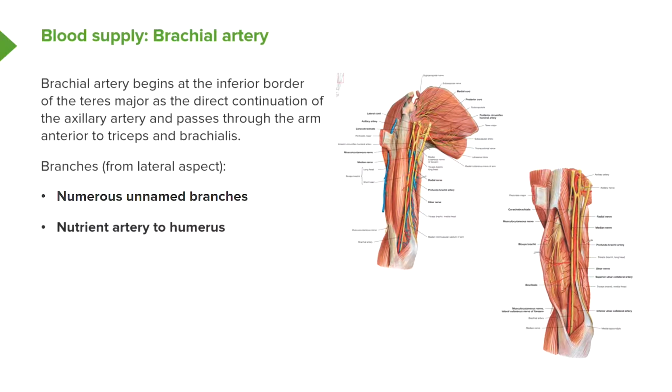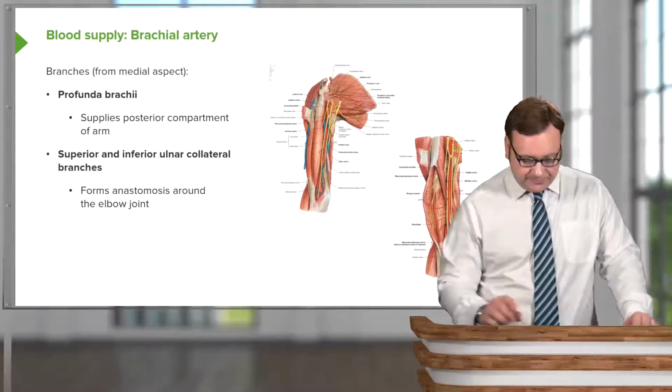muscles. It gives off lateral branches, and these are numerous unnamed branches. These are the ones I referred to here, and they go to the muscles of the anterior compartment. Coming off laterally as well is the nutrient artery to the humerus. Like we had a nutrient artery to the clavicle, so we have a nutrient artery to the humerus.